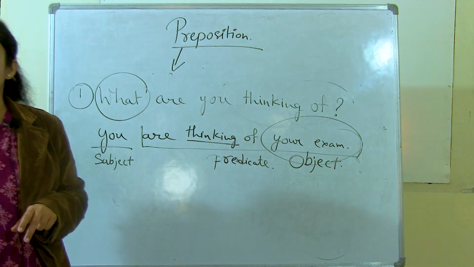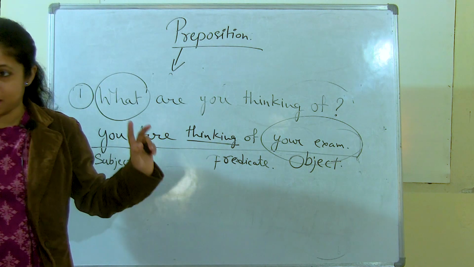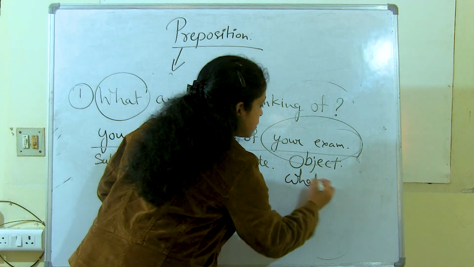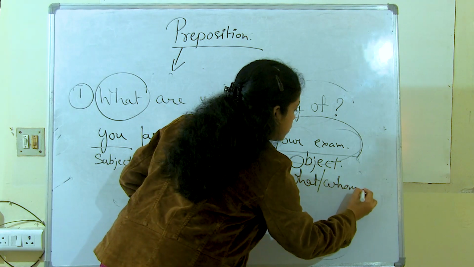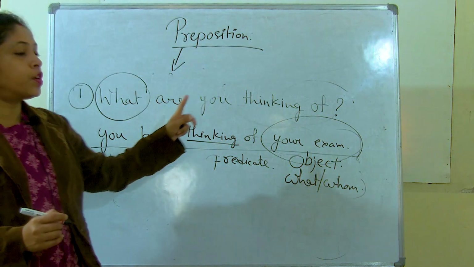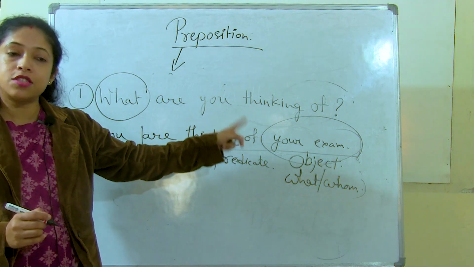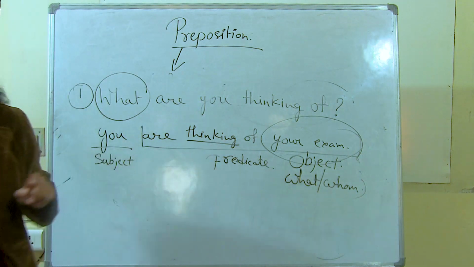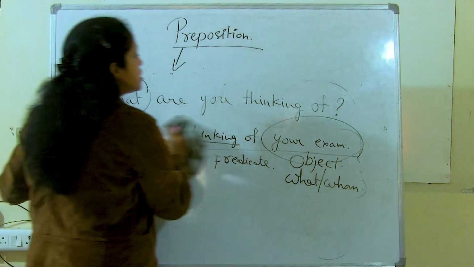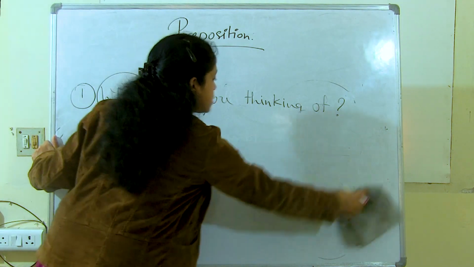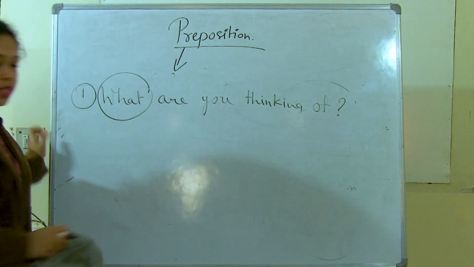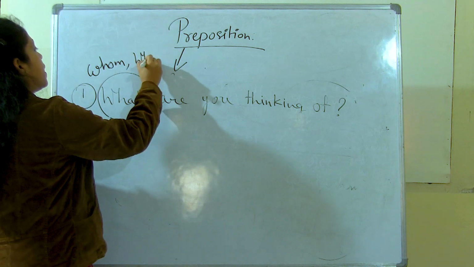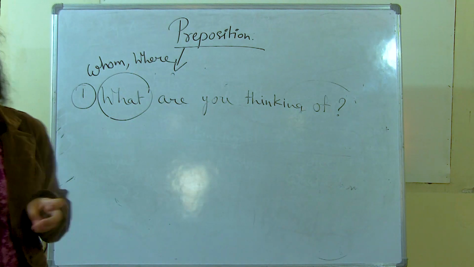If I say you are thinking of whom, I am thinking of my friend. Whenever you ask a question to the verb with what or whom, and you get the answer, this part is called the object. This object part remains in the predicate portion of the sentence. Now, what are you thinking of? The object means the WH word. Here you may get whom, you may get where, according to the need of the sentence.